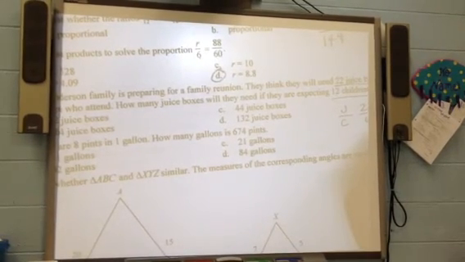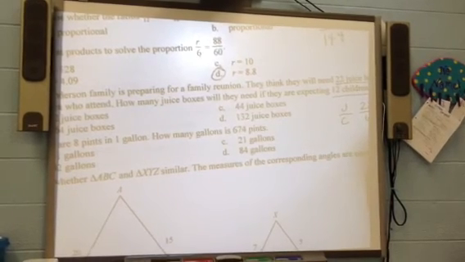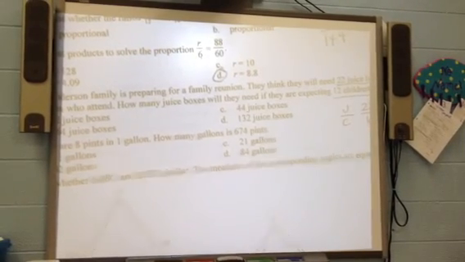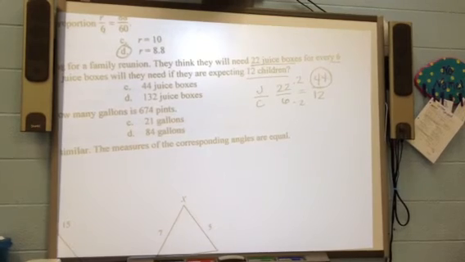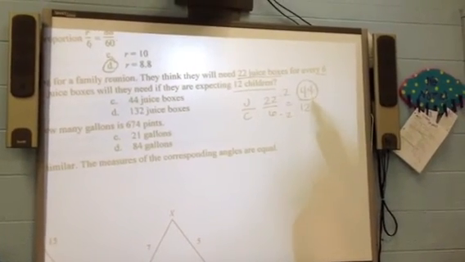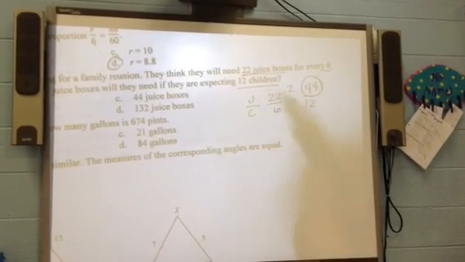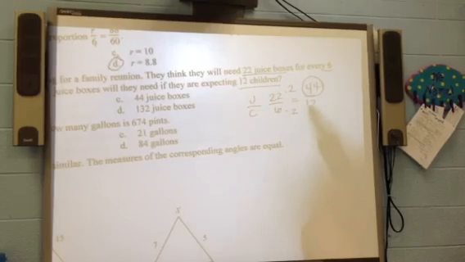We could look at this as this is times 2, so this has to be times 2, which is 44. You could also cross multiply and solve for that variable. 6 times 2 is 12. 22 times 2 is 44. Remember, when I multiply the top by, I have to multiply the bottom by. You could also put a variable there and cross multiply and solve for the variable. The answer is C.